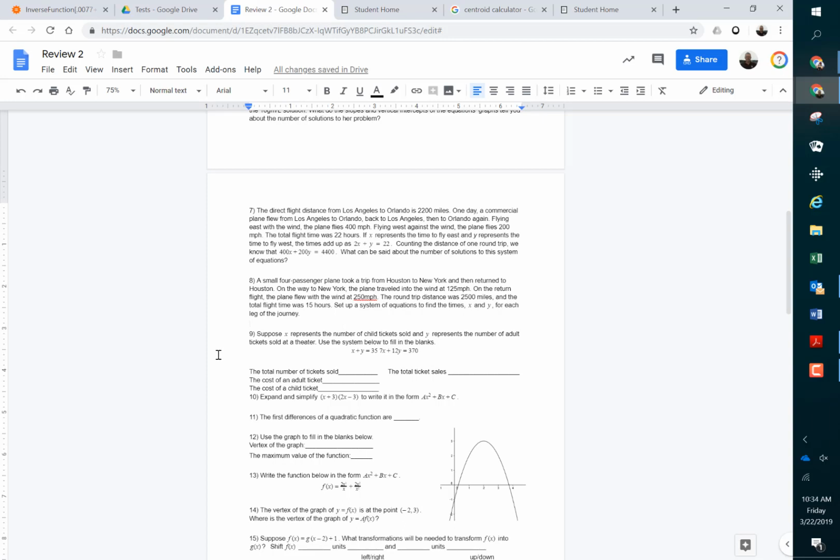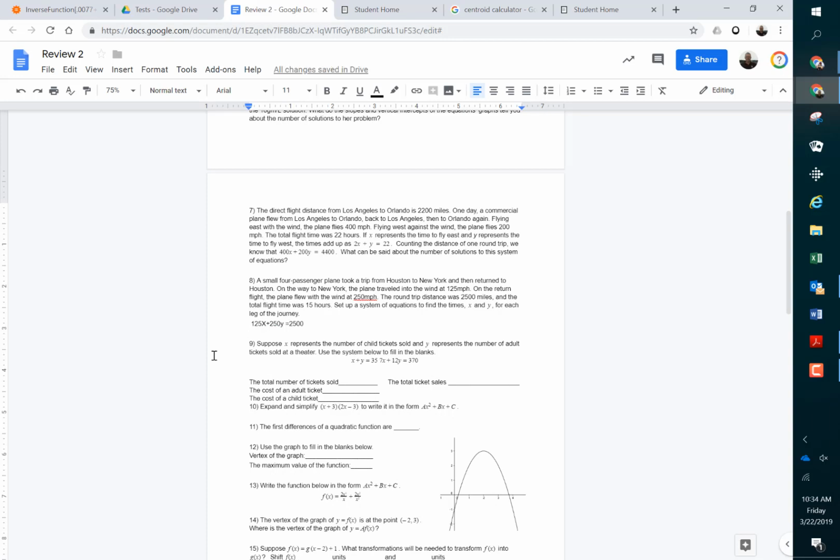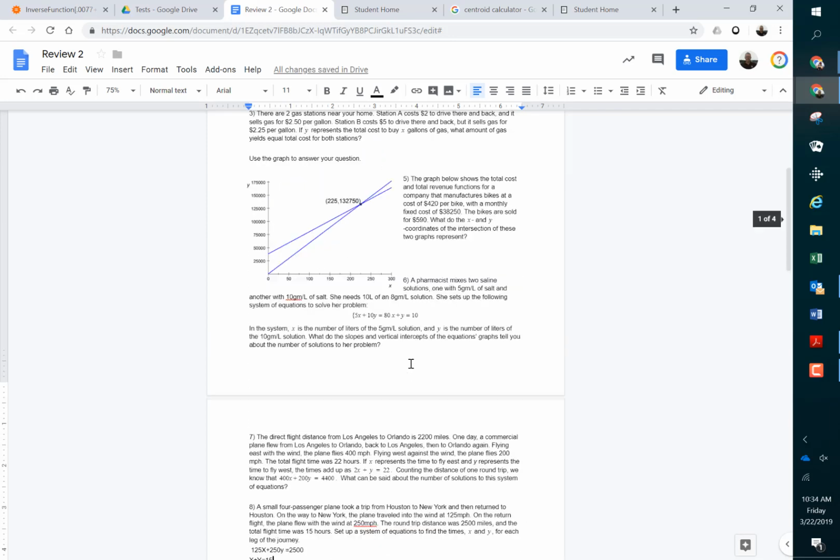Okay, so it's just like the previous one. We've got 125x plus 250y, so that's the distance equation, is 2,500 miles. Then it says the time equation, so x plus y equals 15 hours. Got it? Alright, next.